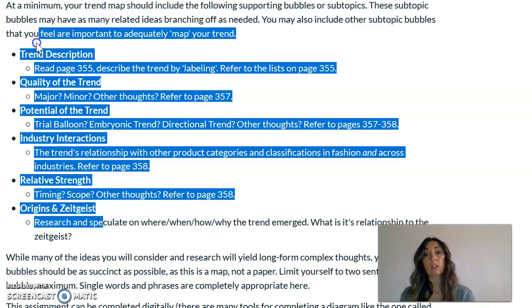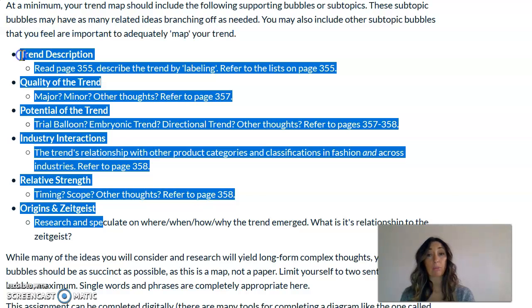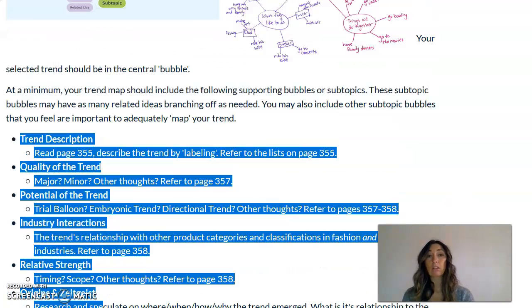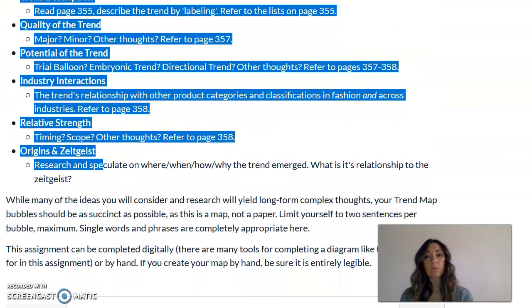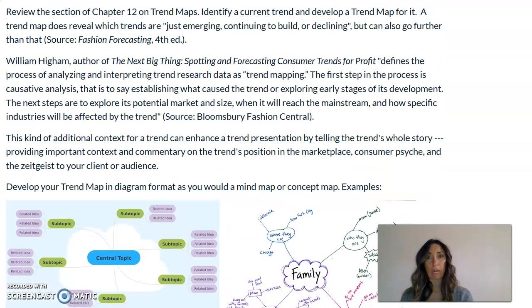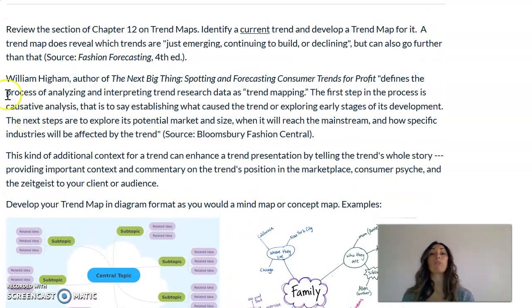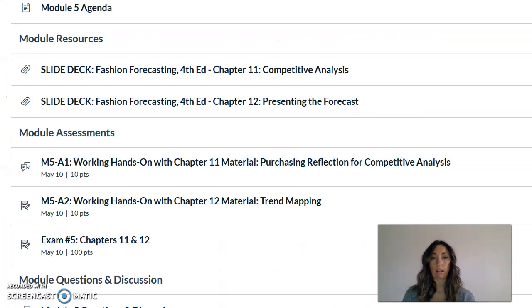Once you've developed these subtopic bubbles, you can absolutely include extensions of those subtopics, so related ideas, as this format calls them here. Okay, so that's what the trend mapping is all about. That will be due at the end of the module on Sunday, May 10th.